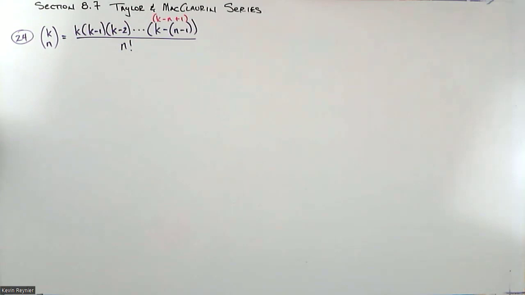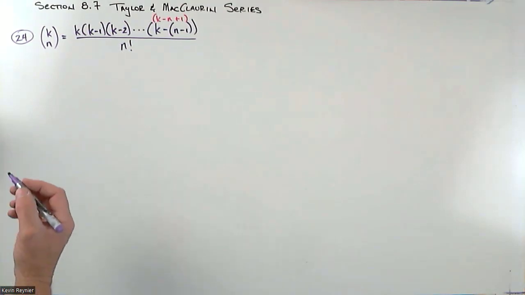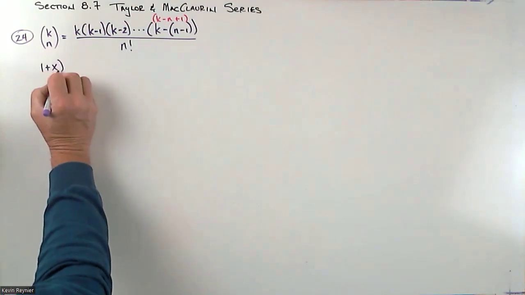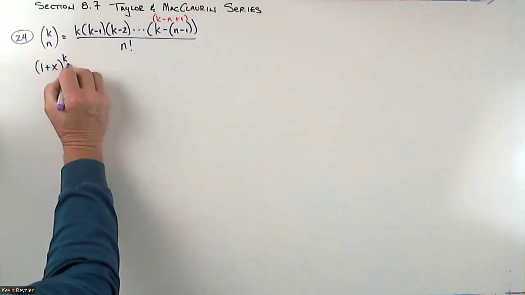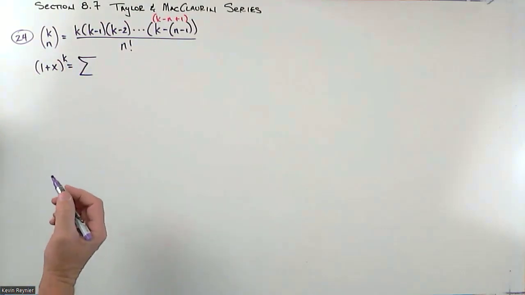Because in problem 24, it says, use the binomial series to expand the function as a power series. So they assume we know the power series expansion of (1 plus x) to the k. Now, that power series expansion is given. It's in the book, right?